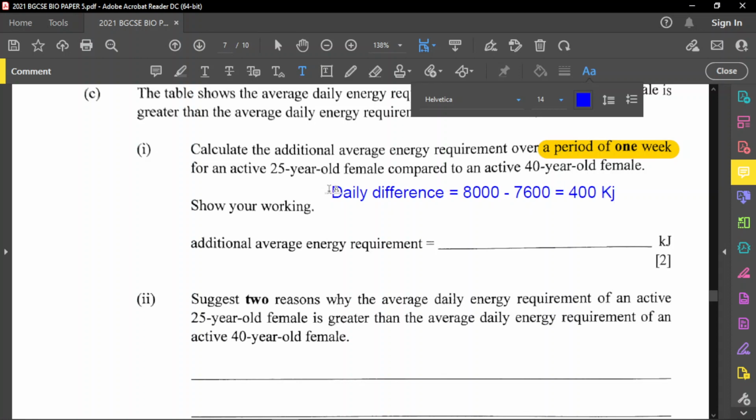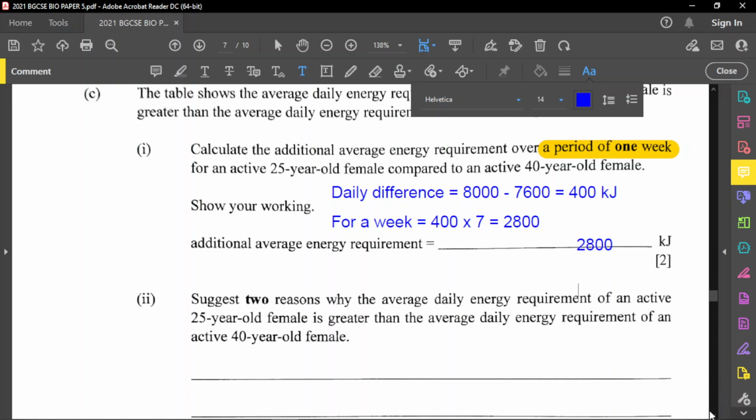Now, remember that this is on a daily basis, but the question asks over a period of a week. So for the whole week, the difference will be that 400, which is daily, multiplied by 7, because 7 days make a week, and that's only for 1 day up top. So when you multiply 400 by 7, you get 2,800. So the answer is 2,800 kilojoules over a week's period.